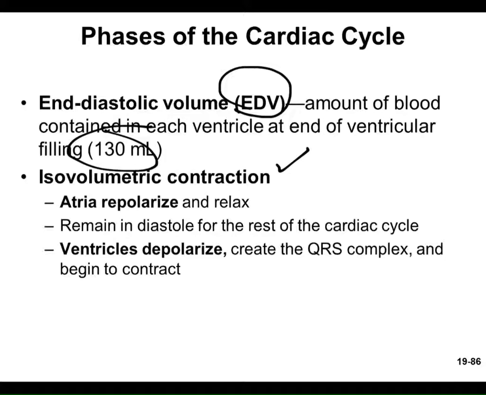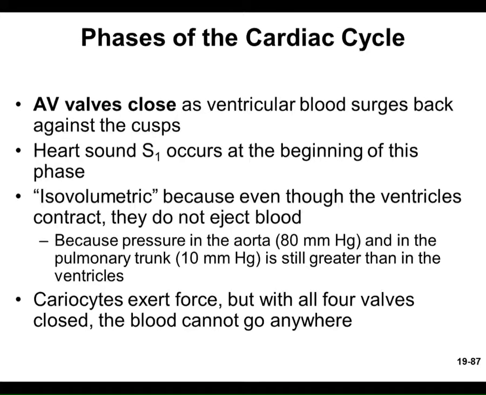I mean, the atria have repolarized, they're relaxed. And the ventricles are going to depolarize, and they're going to begin to create the QRS complex, and they're going to begin to contract. But there's sort of a slow ramping up to the contraction. So for a while, although the heart is in a contractile phase, there's no change in volume in the ventricles. So it's called the isovolumetric contraction.